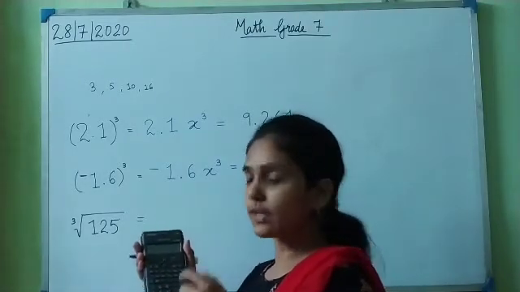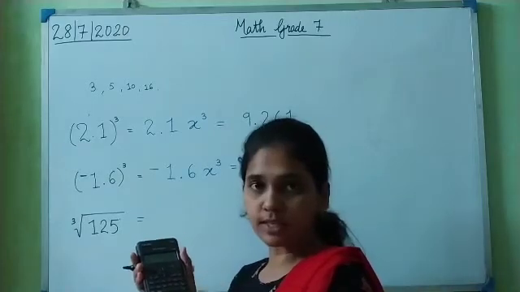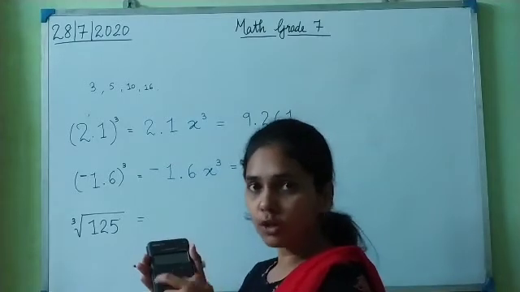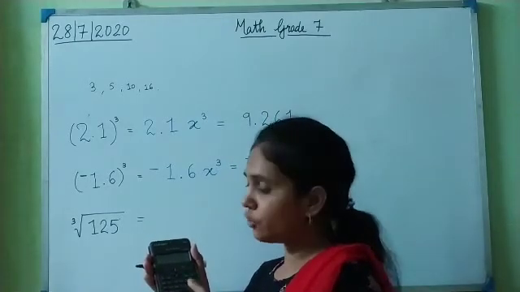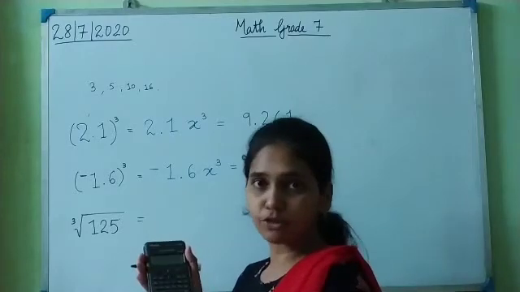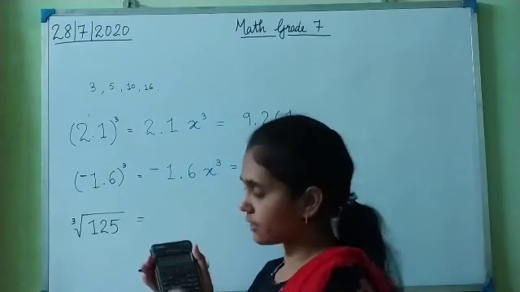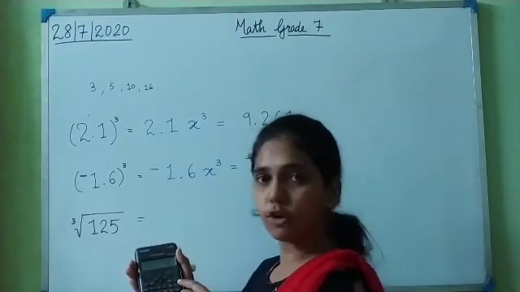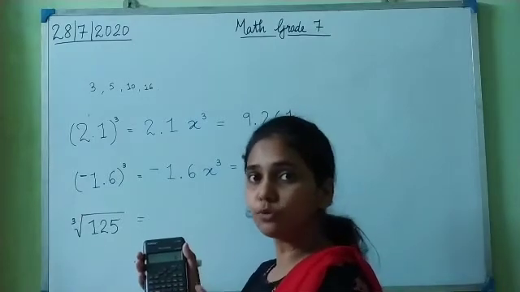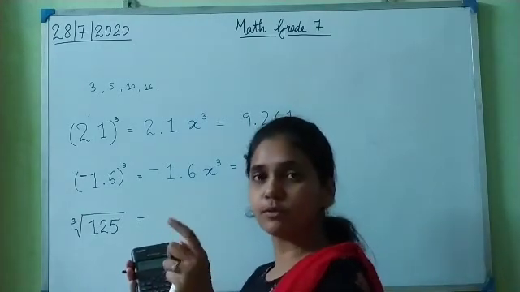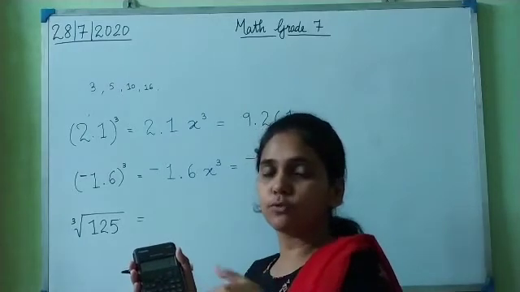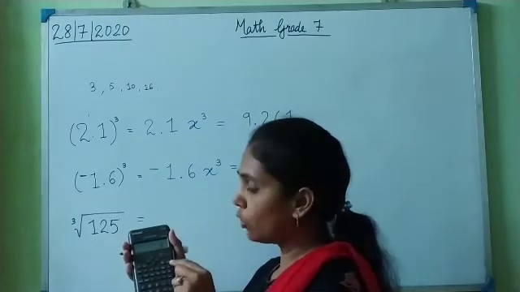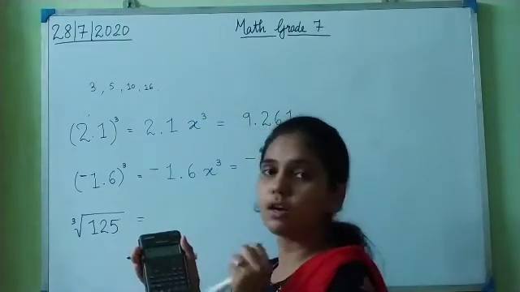I told you before that if the names of the keys are written in yellow, then we have to press shift first, because shift is in yellow. For all yellow buttons, the shift button should be pressed first, only then they will be accessed. So first I press the shift button, then the x cube button, because on top of x cube it is written cube root. The key to find the cube or the cube root of any number is the same; only its function changes when we press the shift button.